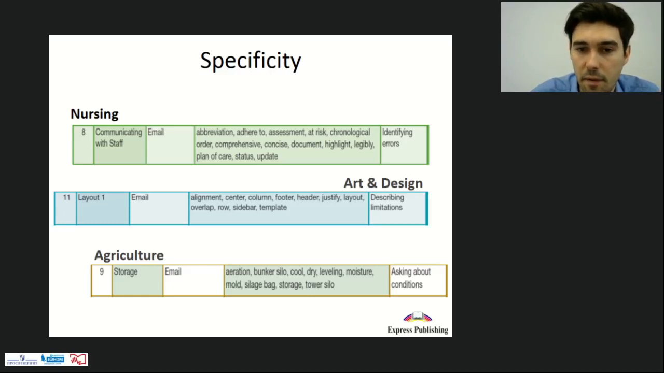And as we can see from each profession, the overall aim is the same. In all three lessons, the learners will be developing their written communicative skills by writing emails.